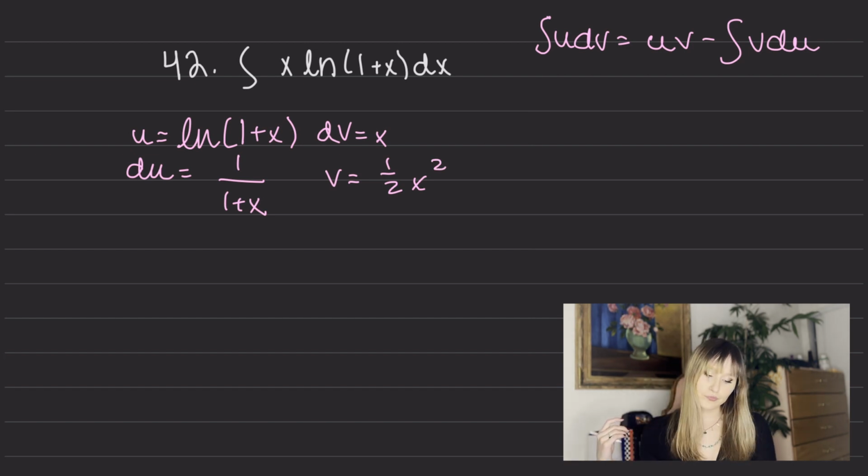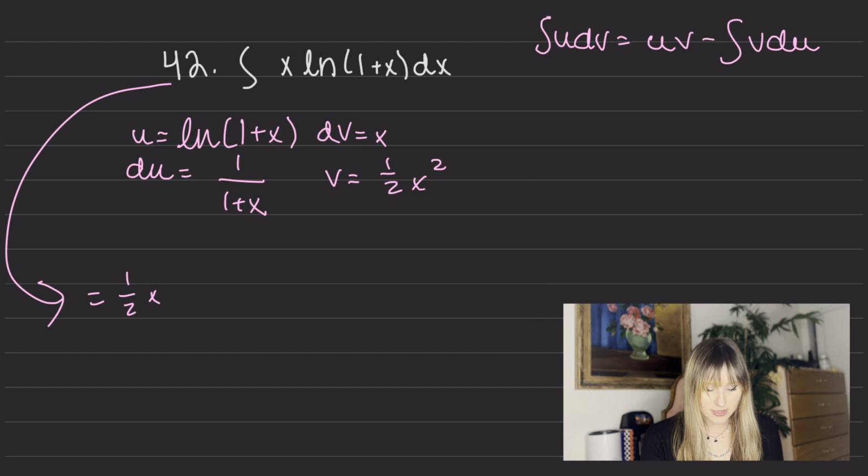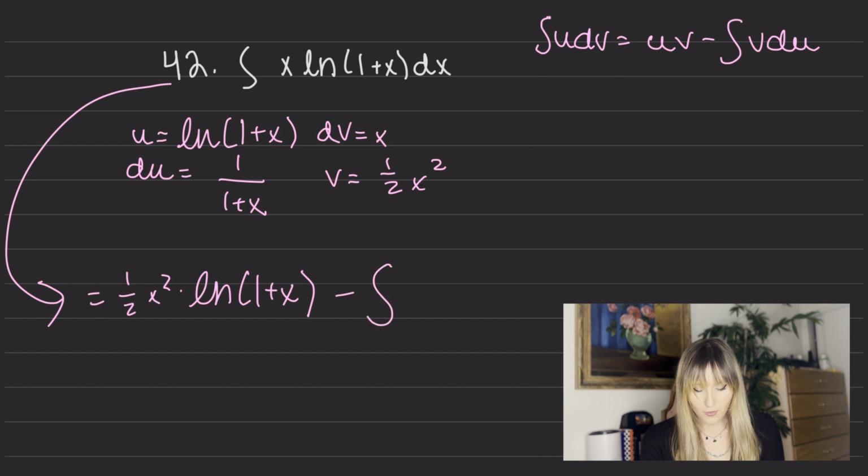So, let's do it. I'm going to plug it in. We have uv, which is going to be 1/2 x squared times log of 1 plus x. We're going to subtract 1/2 x squared over 1 plus x. Okay.